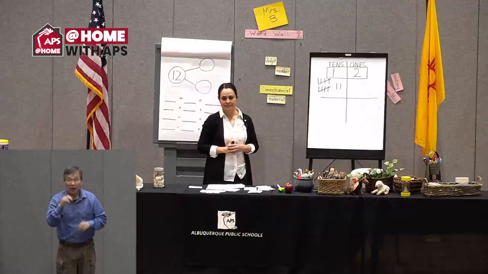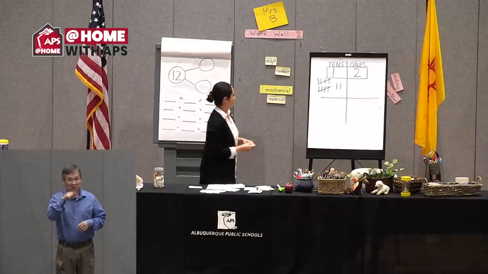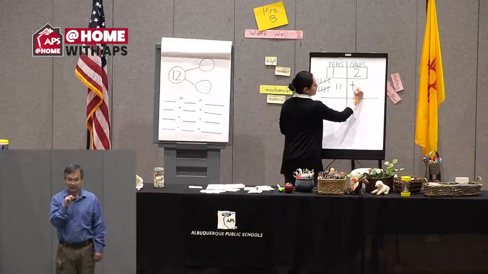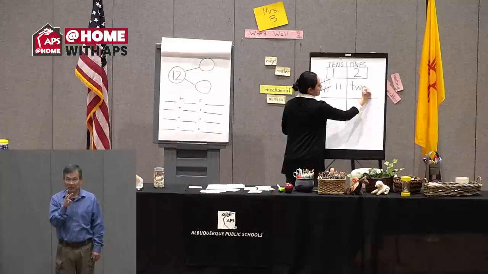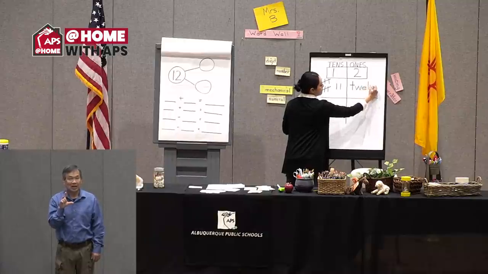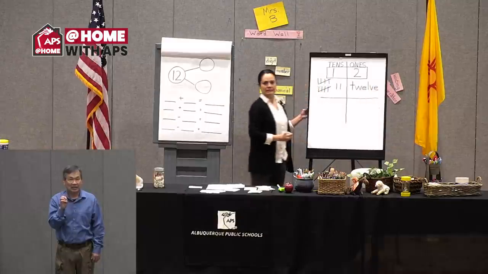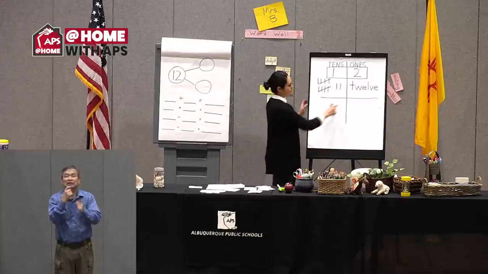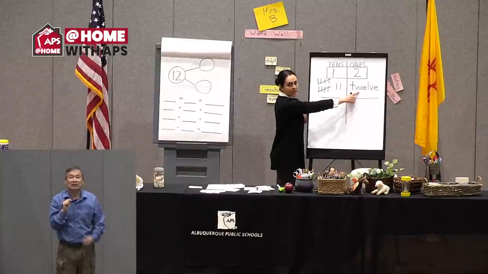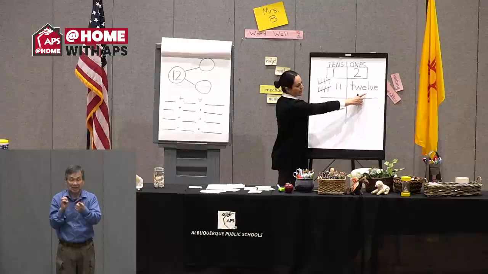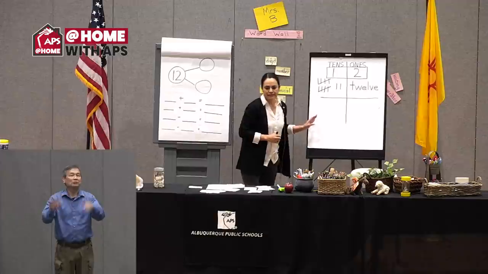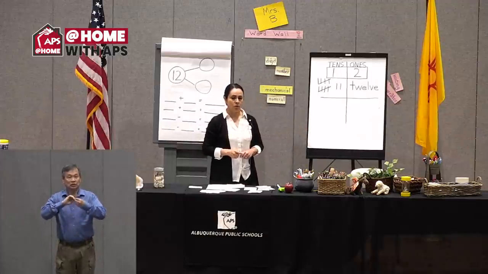Next, can you write the number 12? Can you spell it? Let's spell it together. T-W-E-L-V-E. That's a hard one. It has a W and a V. Let's spell it together. Ready? Say it after me. T-W-E-L-V-E. 12. Great.